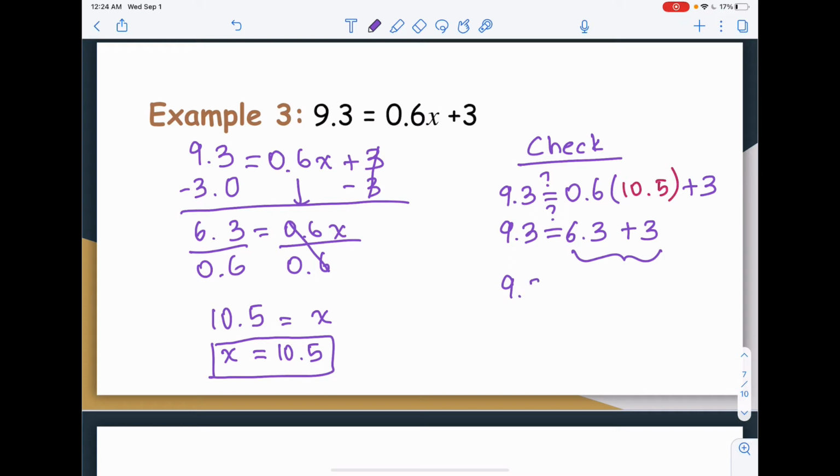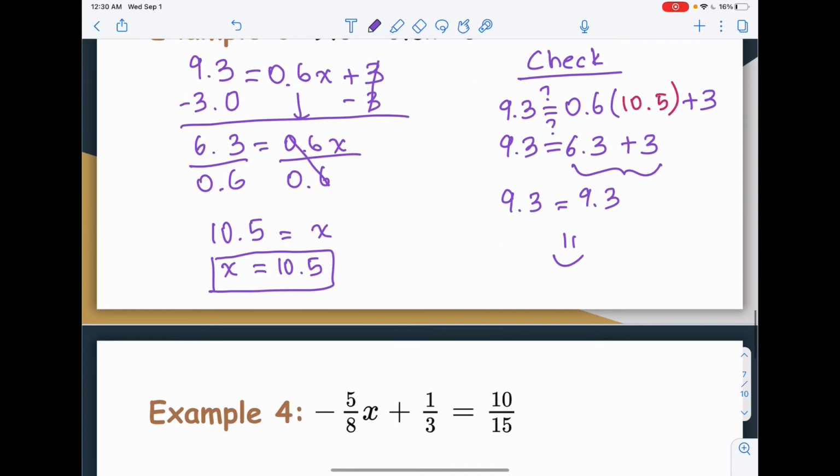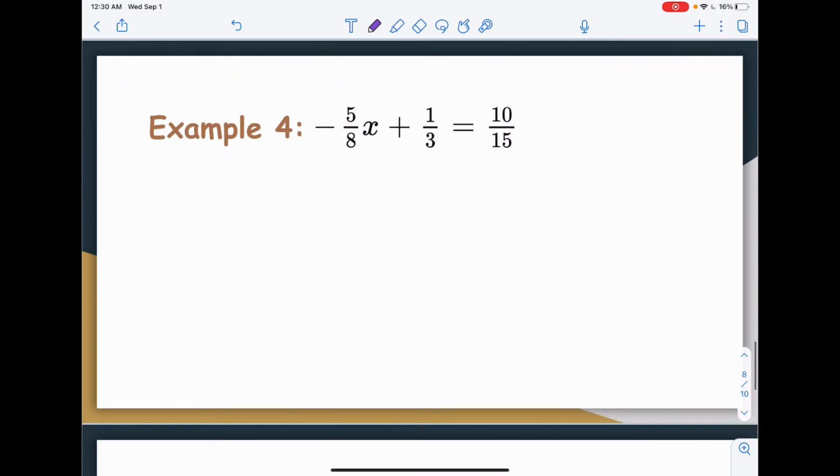So the left side of the equation is the same as the right side of the equation. Then we got this right again. Good to go. Great job. Here's our next question. Example 4 has fractions, but the strategy is the same. Let's go ahead and start with copying our original equation.